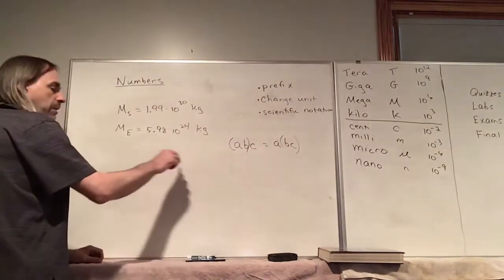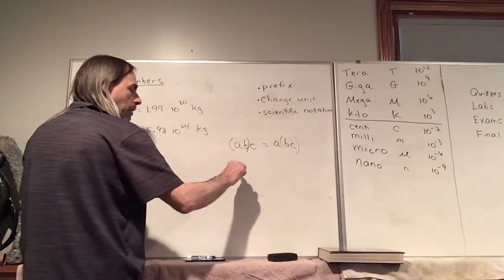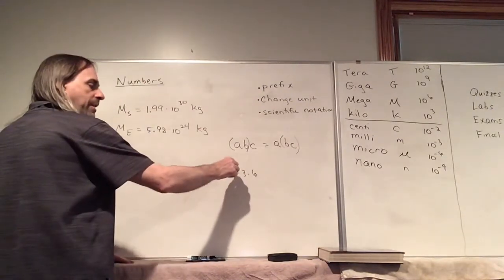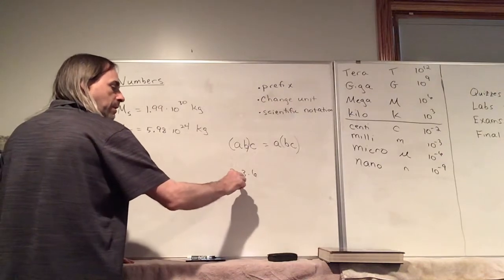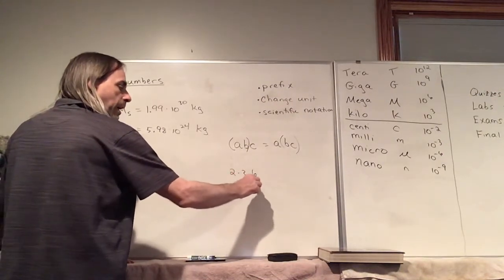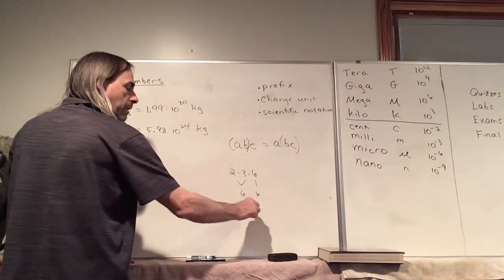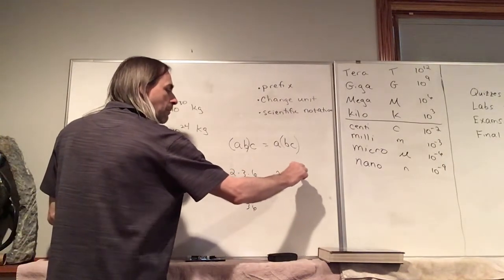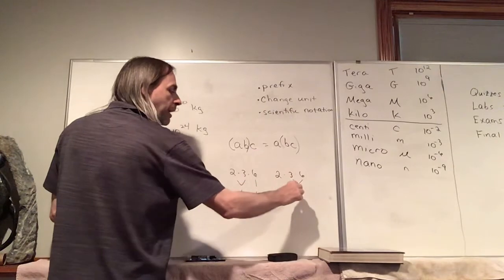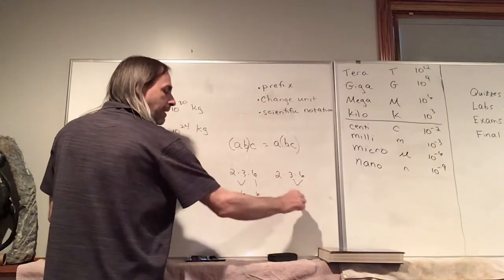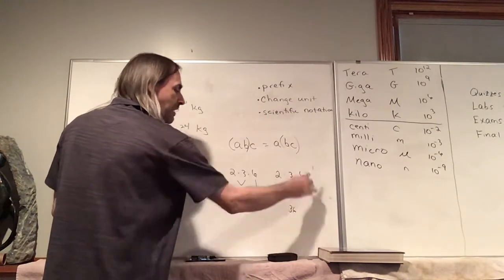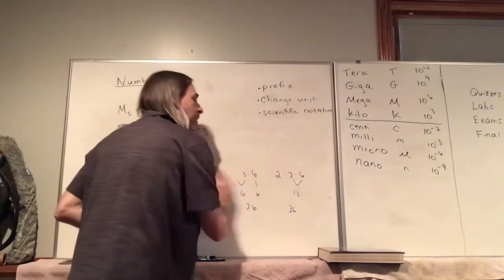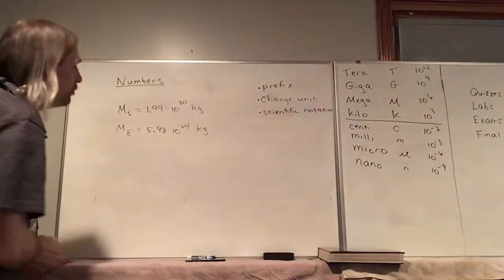Let's just do a concrete example. Maybe not necessary. But here, if we want to multiply this, you can say 2 times 3 is 6, and 6 times 6 is 36. If you do it the other way, 3 times 6 is 18, and 18 times 2 is 36. You can multiply in any order. And so we can do that with scientific notation.